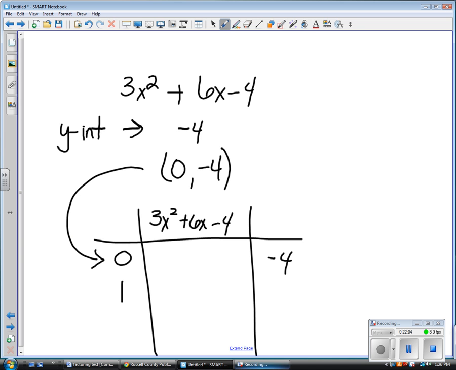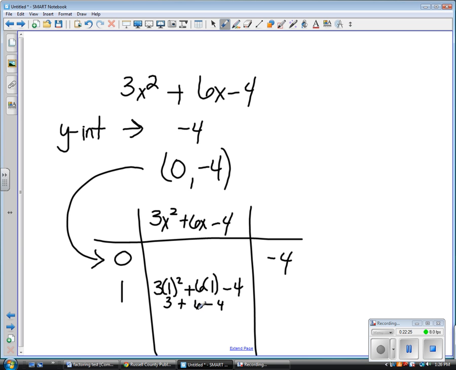Let's plug in 1. So 3 times 1 squared plus 6 times 1 minus 4. What's 1 squared? 1. 3 times 1 is 3, and 6 times 1.